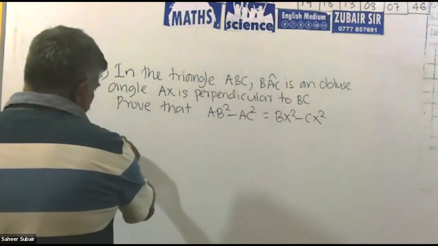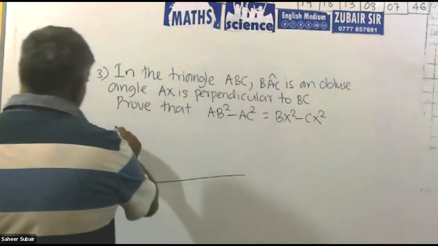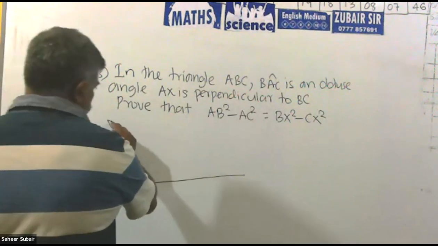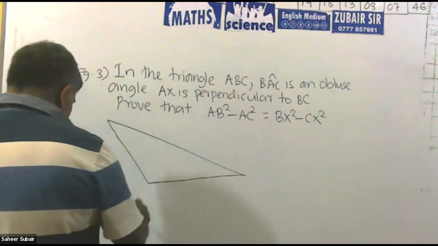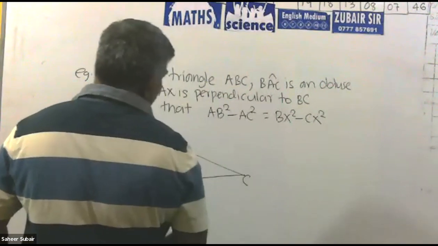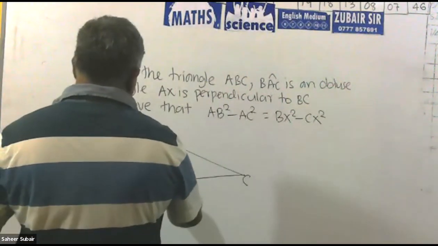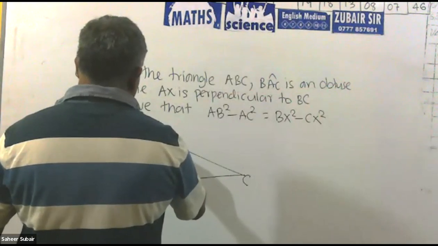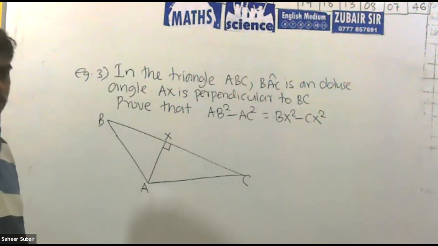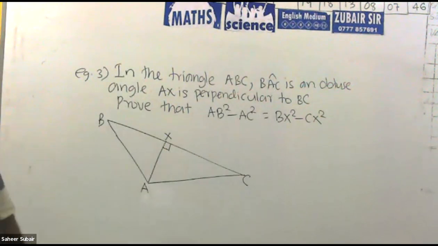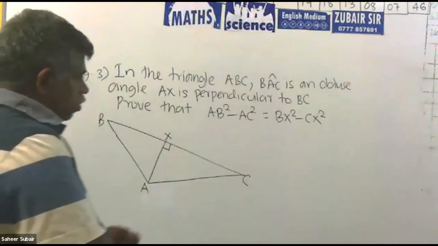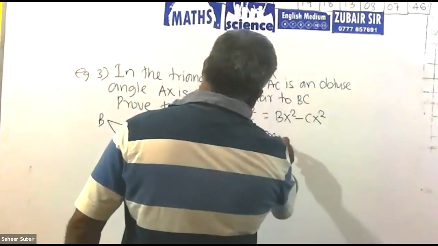The triangle is given in this way. An obtuse angle triangle. This is the triangle ABC. BAC is an obtuse angle, bigger than 90. From this one, a perpendicular is drawn. Then that is X. Then we'll see how to prove this.